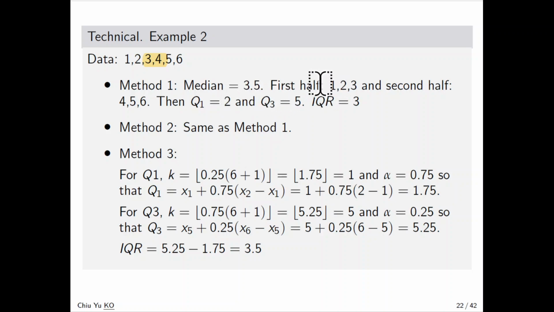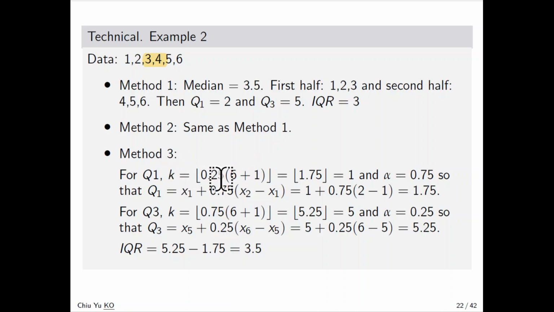And the first half, you just get the first 3: 1, 2, 3. The second half will be 4, 5, 6. For 1, 2, 3, the median will be 2. For 4, 5, 6, the median will be 5. The difference will be 5 minus 2, which is 3. And the second method is the same, because the median is not a data point, so all the procedure in method 1 remains the same.